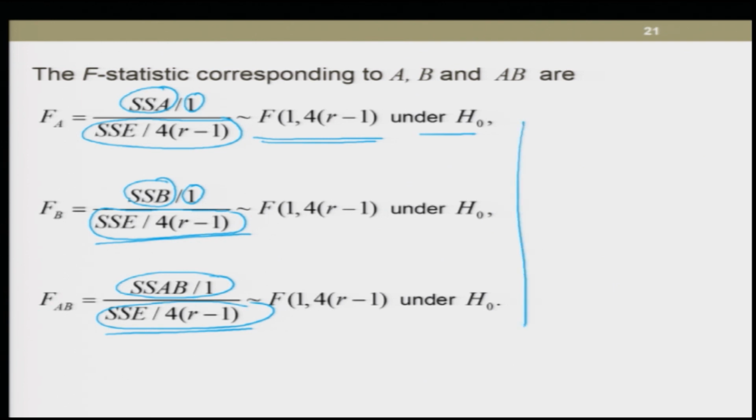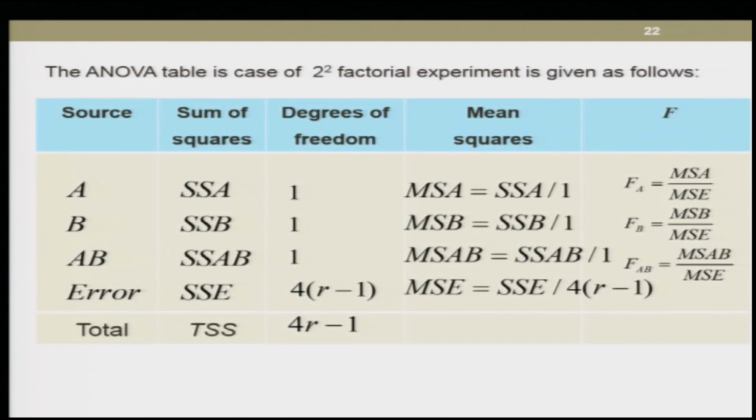So, this is how we can find the required statistics to test our H naught related to A, related to B and related to AB, and all these results can be combined in this ANOVA table. So, this is the standard ANOVA table.